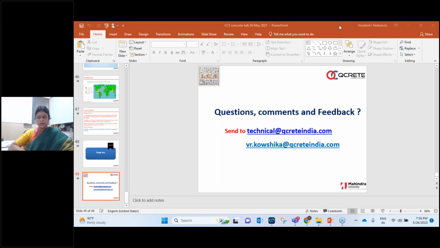So yes, there is already a draft which is being sent to the Bureau of Indian Standards by IIT Delhi Professor Shashank Bishnoi. I think he's already working on that. Very soon, I think we'll hear the codal provisions related to LC3.